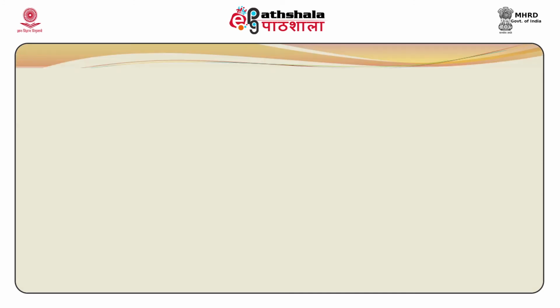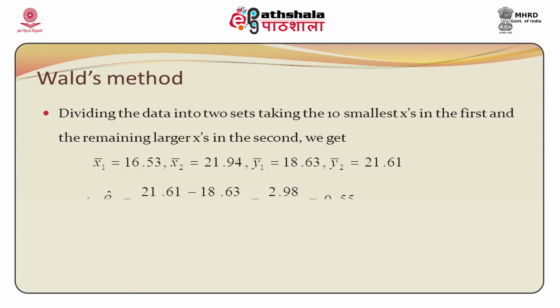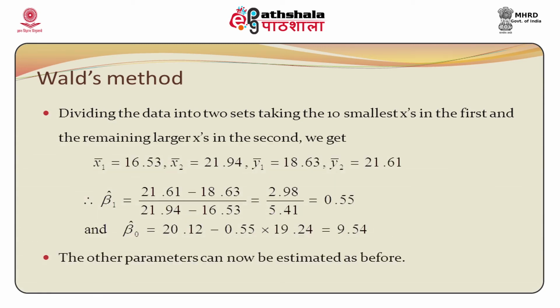Instead, if we use Wald's method, we divide this into two groups, 10 observations each depending on the median. We have y2 bar equal to 21.61, y1 bar equal to 18.63, which are the y's for the two groups, the larger and the smaller x groups, and the mean of the smaller x values is 16.53, and for the larger one is 21.94. And if we look at beta 1 hat, it comes out to be 0.55. Similarly, we can calculate beta naught hat from this.